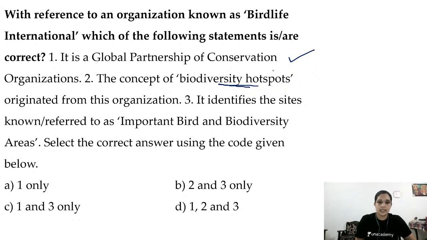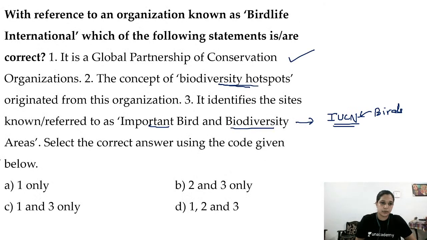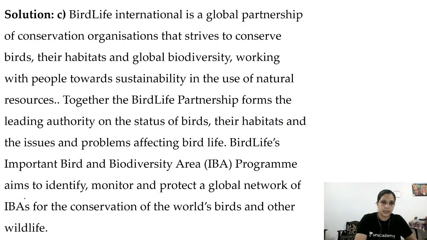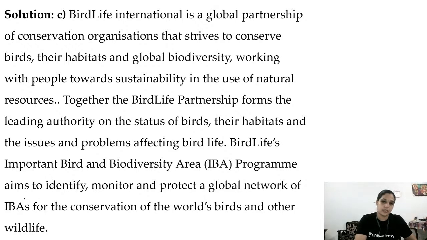It identifies the sites known as Important Bird and Biodiversity Areas, right? Because for the IUCN, the list of threatened species of birds is given by BirdLife International only. So here the answer is 1 and 3 only. I told you already, biodiversity hotspot is a different concept. It's from an individual's ideology. So that is a very different concept, not this BirdLife International.